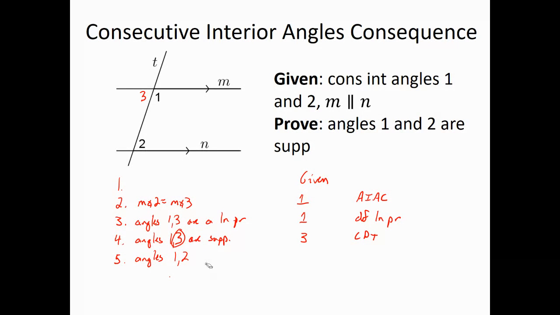And that follows simply by substitution. So we needed the equation on line number 2, so we could substitute into line number 4 and get our conclusion that angles 1 and 2 are supplementary. And with that, the proof is complete.